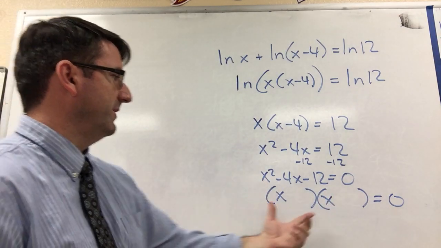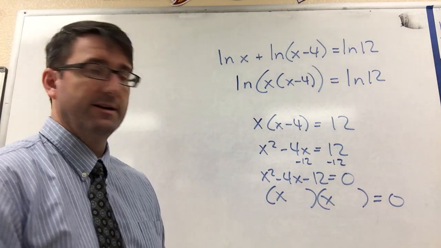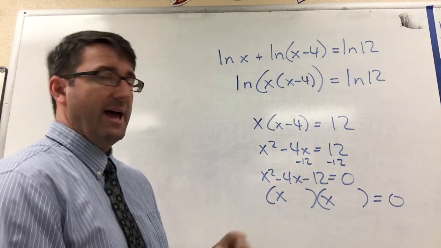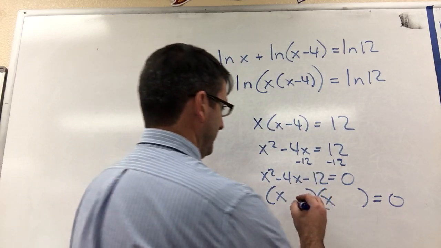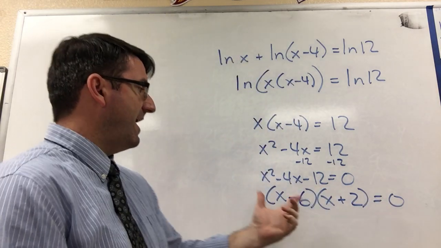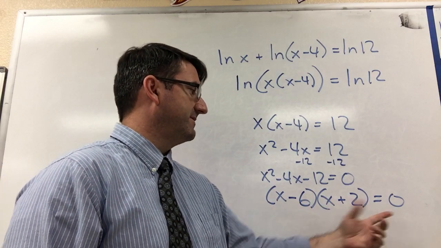So to make that x squared, we need an x here and an x there. And now we need two numbers that multiply to negative 12 and add to negative 4. That's going to be negative 6 and positive 2. So now x minus 6 times x plus 2 equals 0.